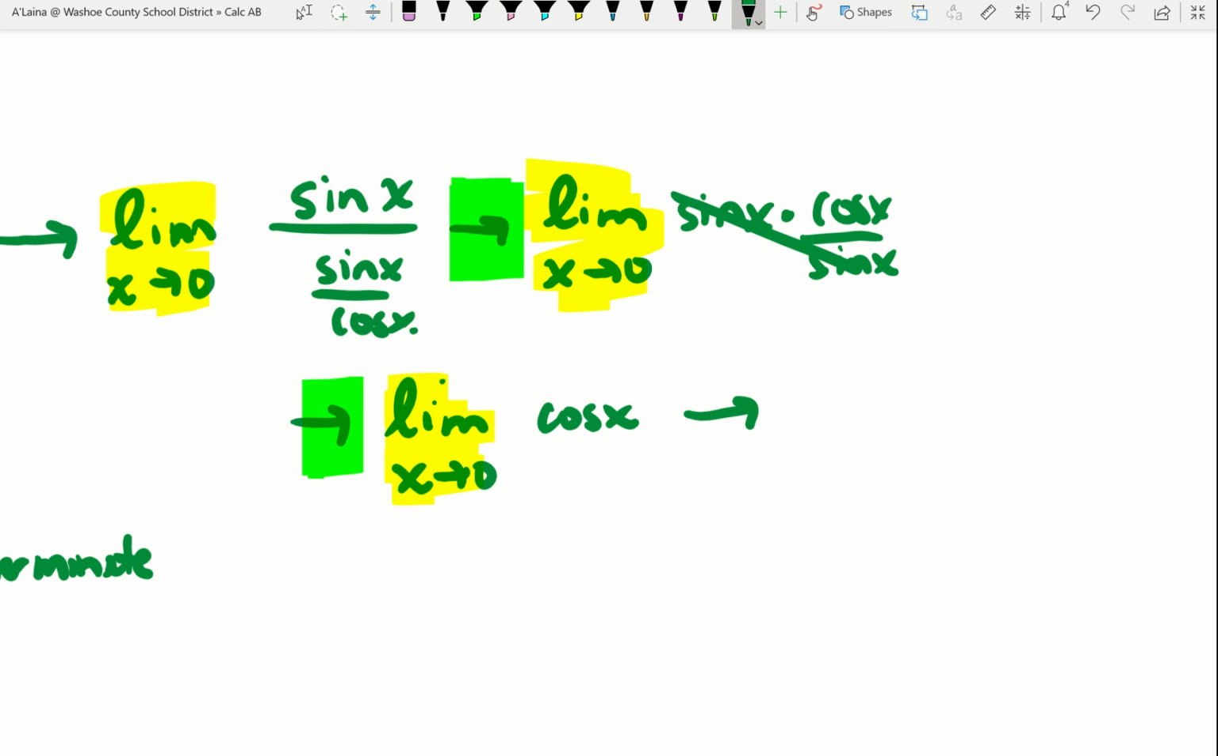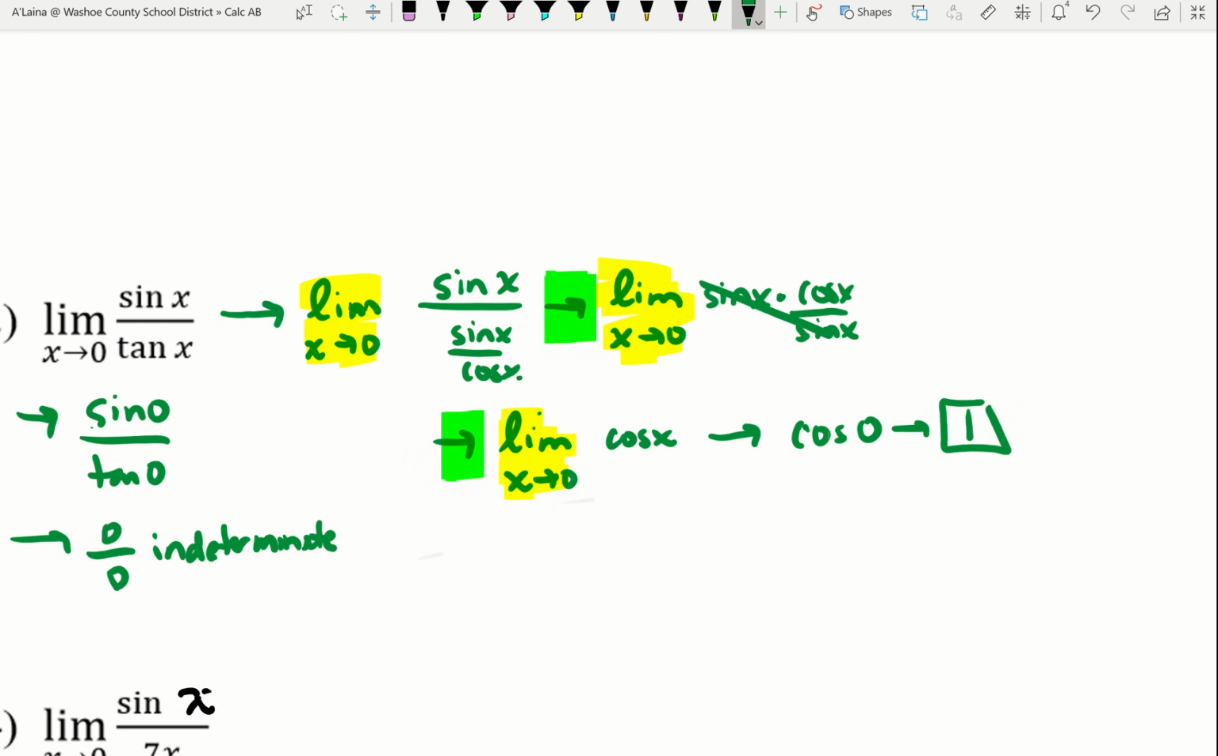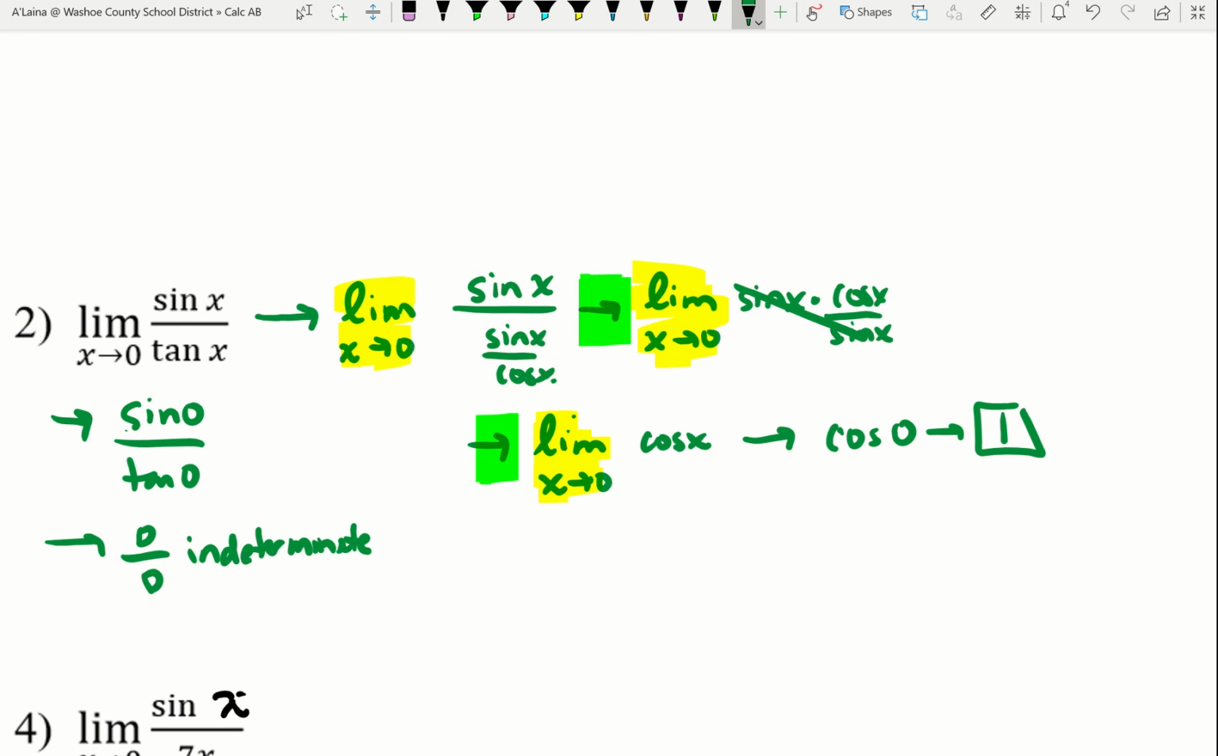All right, so I'm now going to go ahead and use substitution. And so I'm really just evaluating the cosine of 0, which is 1. And remember, this was not one of our special trig limits. So I had to use a different strategy.